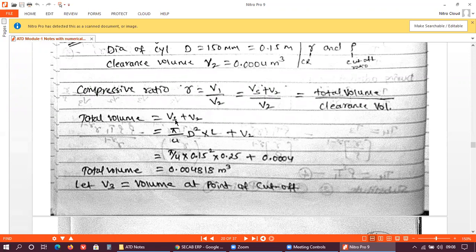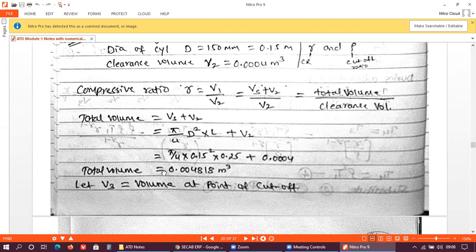How are you going to calculate Vs? Vs is the stroke volume, pi by 4 d square into L. Then plus V2, which is already given in the problem. So pi by 4 d square, where d is the bore diameter, 0.15 meters, multiplied by the stroke length, 0.25, plus the clearance volume, 0.0004.